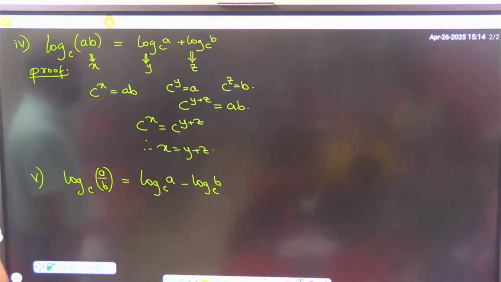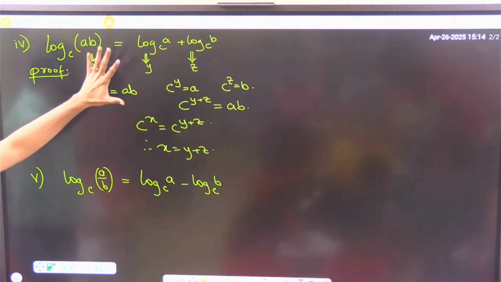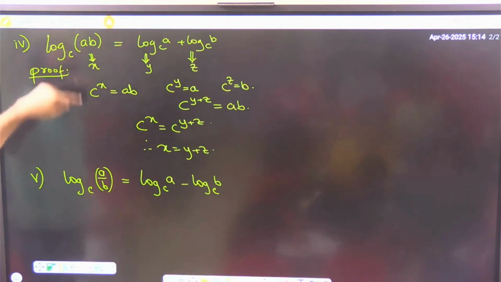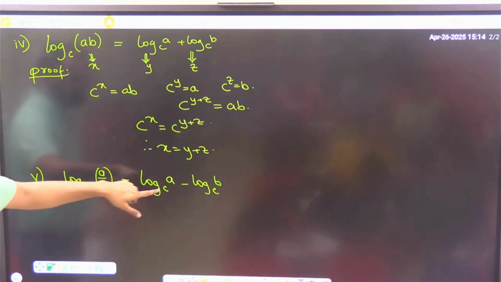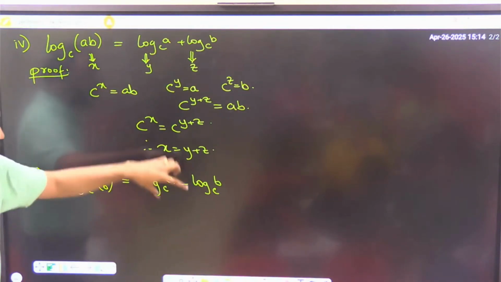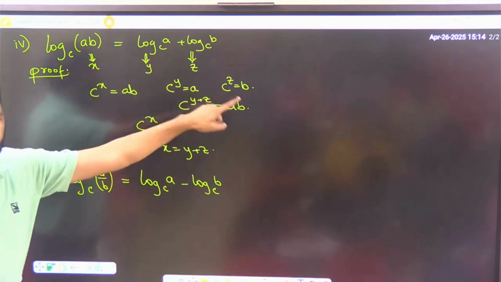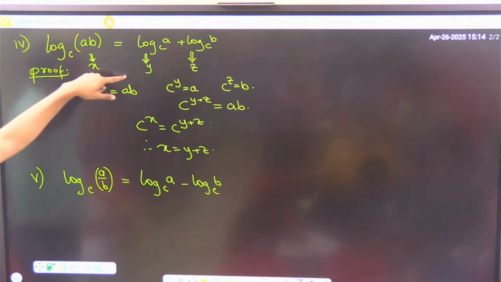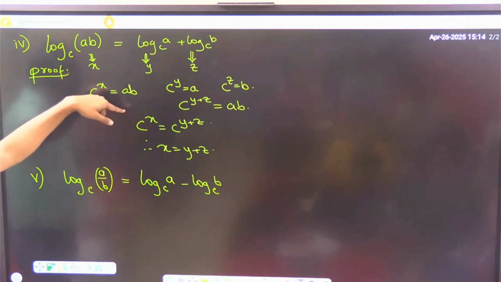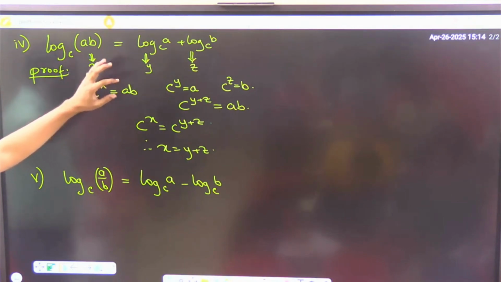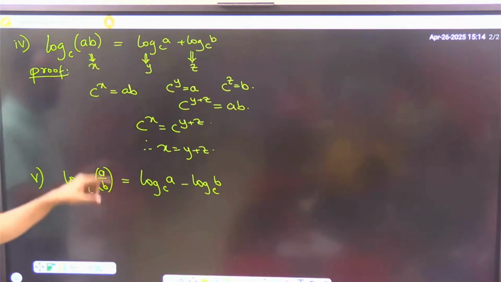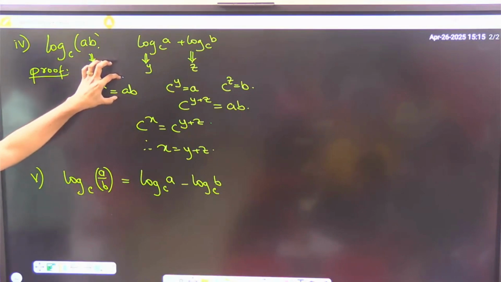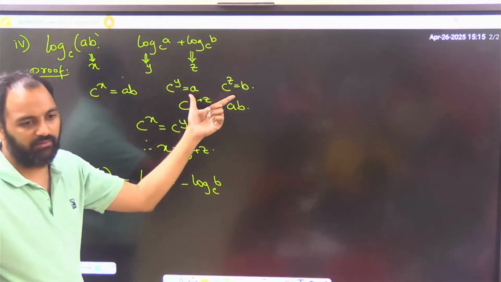And how will you prove this? Same way. Okay, just follow the proof. Again, let's say we take this as x, take this as y, and take this as z. So these two will be the same as this. The only thing that changes is that in this case, c power x would be a by b. Instead of having ab, in this case we will get a by b.